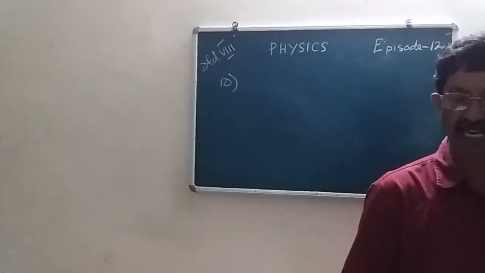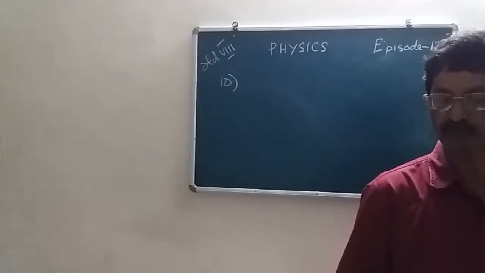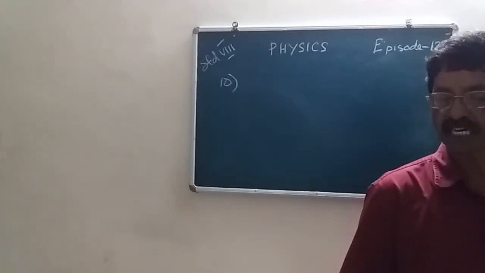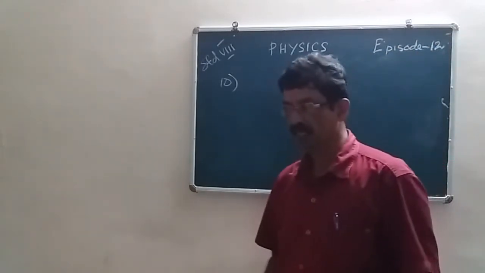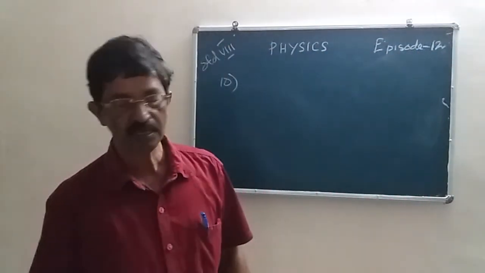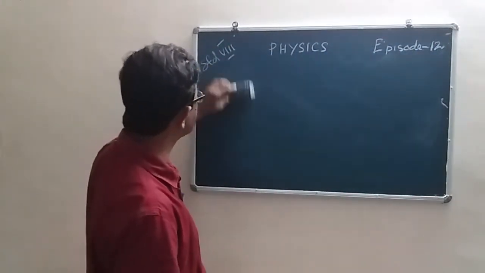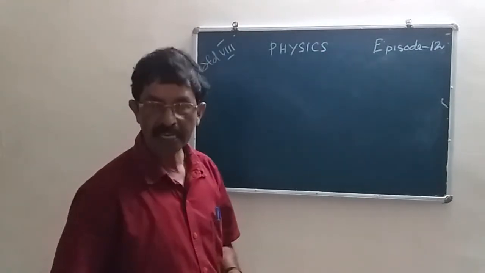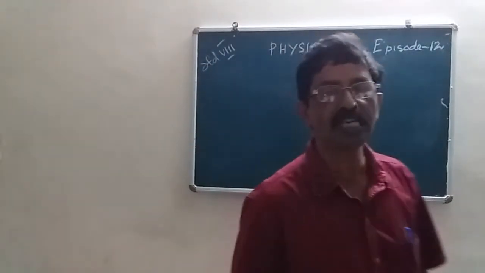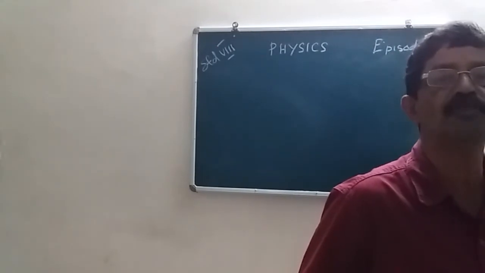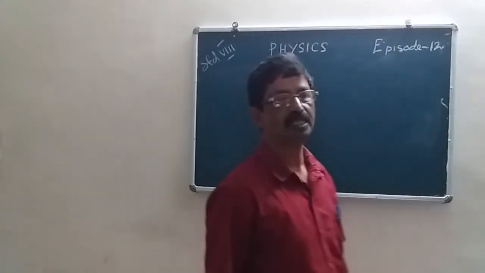Now question number 11. Prepare a list of objects around you that are electroplated. For that we want to make a list of the things in your surroundings that are electroplated.